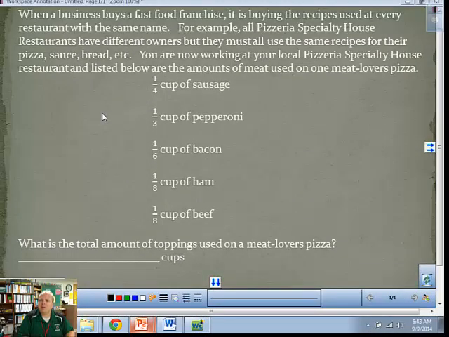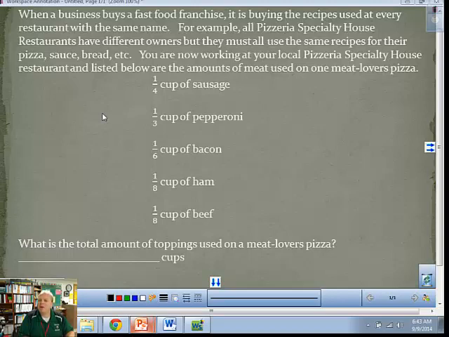When a business buys a fast food franchise, it is buying the recipes that are used at every restaurant with the same name. For example, all pizzeria specialty house restaurants have different owners, but they must all have the same recipe for the pizza, sauce, bread, etc.